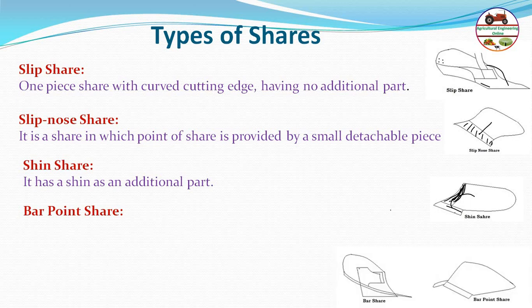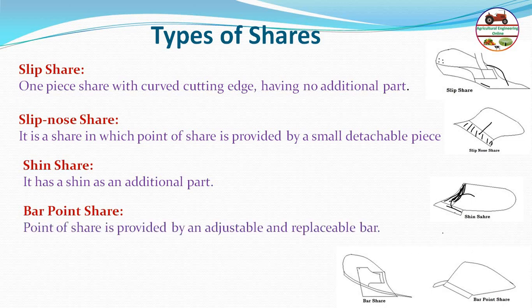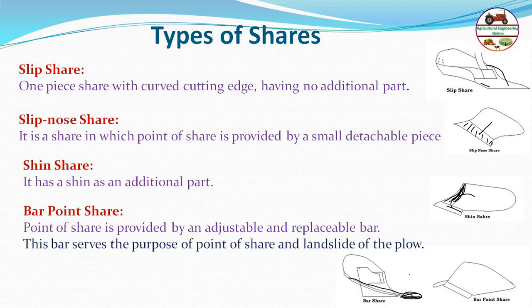Then bar point shear is just like a bar, or you can say a mild steel. The point of shear is provided by an adjustable and replaceable bar, so when it is worn out, you just adjust the bar so that the shear point comes out, so automatically you can adjust without replacing. So this bar serves the purpose of the point of shear and the length side of the plough. So the length side and shear point are the same. So the bar point shear has the advantage of replacement of the length side also.